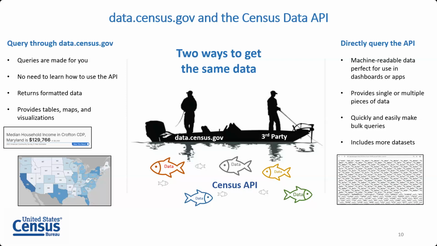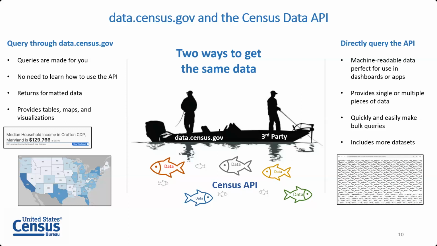The other figure in the boat who's also fishing in this API pond is named third party. Now, rather than using data.census.gov to do the fishing, this third party is making queries themselves directly to the API. So when you make these queries directly to the API, you can request a single estimate, a group of estimates, or even an entire table.